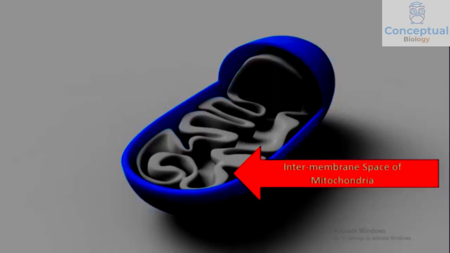In the thylakoid of the plants or in the chloroplast, the thylakoid membrane has that enzyme FOF1 ATP synthase. In the case of mitochondria, the inner membrane has the FOF1 ATP synthase, and the F1 part of that FOF1 ATP synthase is directed towards the matrix of the mitochondria.